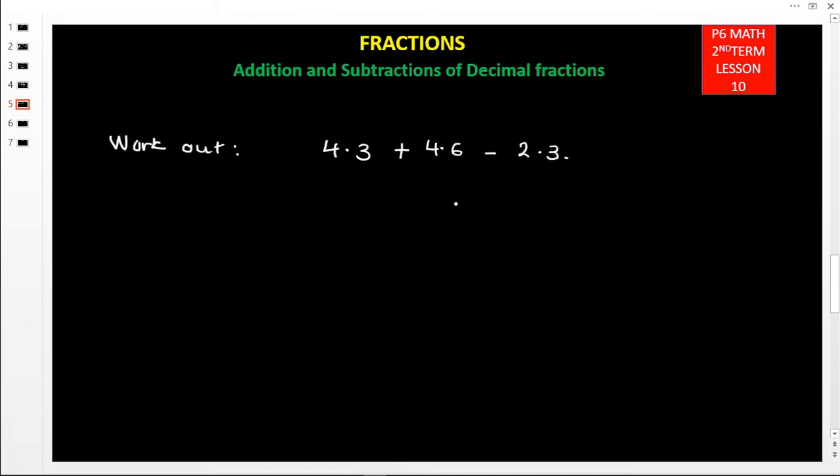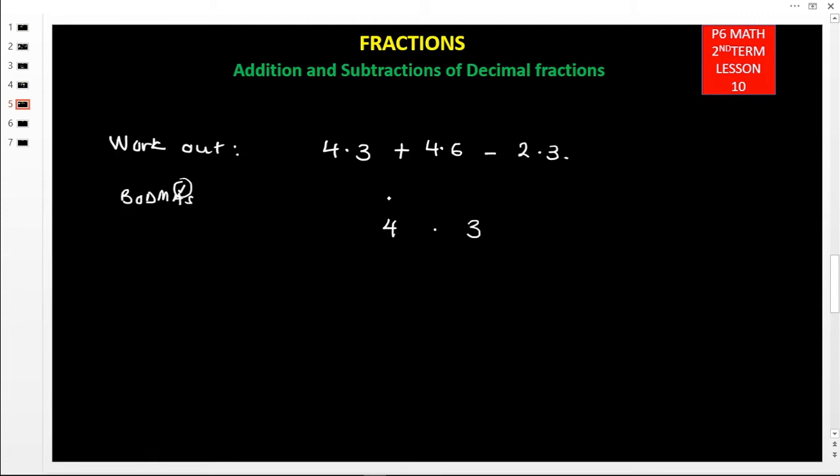Now when you look at this number, the first thing we are going to see is that we have two different signs. We have the addition and the takeaway. That one calls for the use of our Bodmas. Therefore addition is going to be done first. So we are having 4.3 add 4.6 and take away. So already this number is arranged.